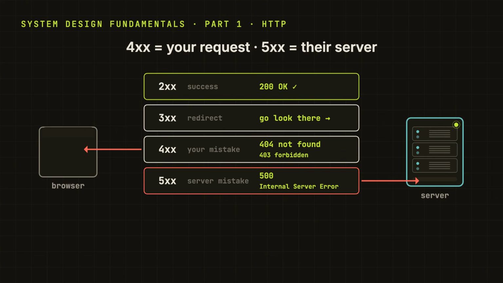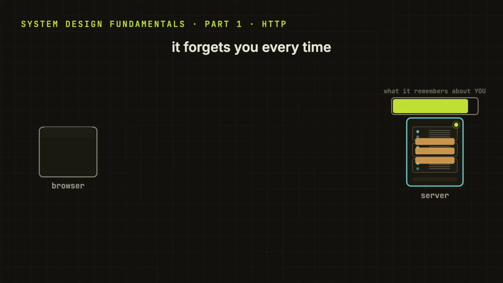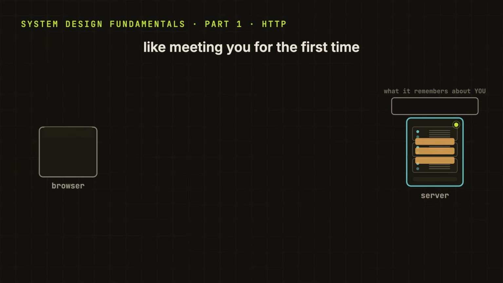And one more property, which will matter a lot later. HTTP is stateless. That means each request stands completely on its own. The server does not automatically remember your previous request. Every time you ask for something, it is like the server is meeting you for the first time.